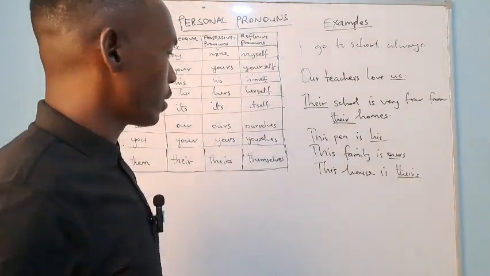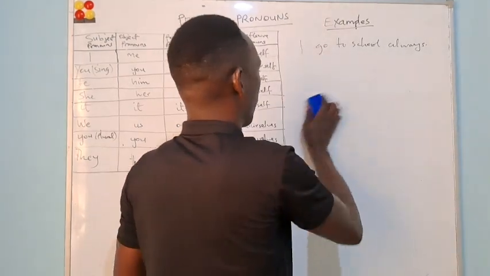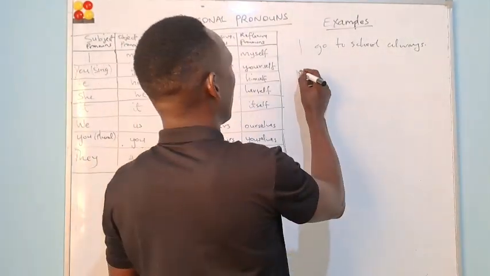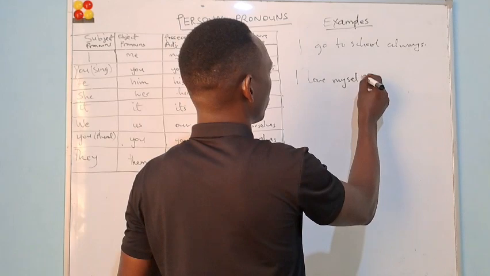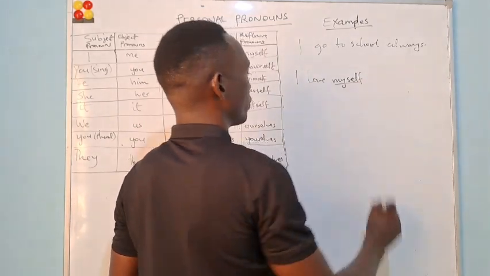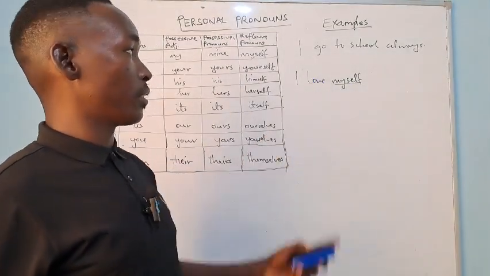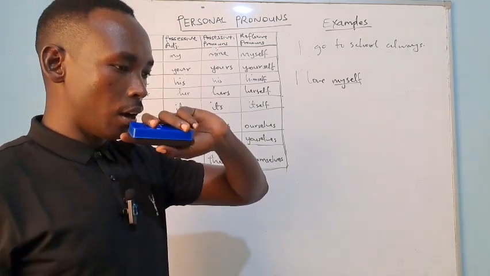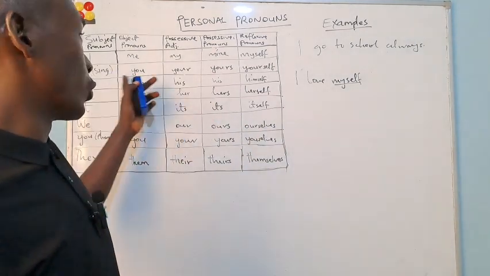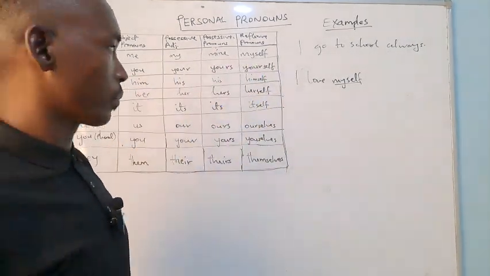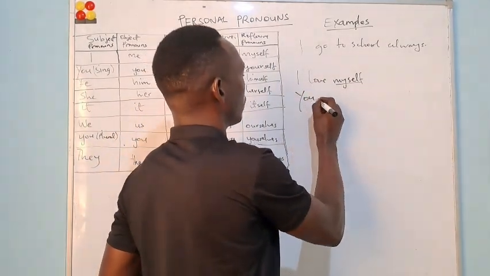You see, you can say, I love myself. This one represents the first person singular. Or you can use you, singular. Maybe this is a sentence: you should train yourself to be patient.